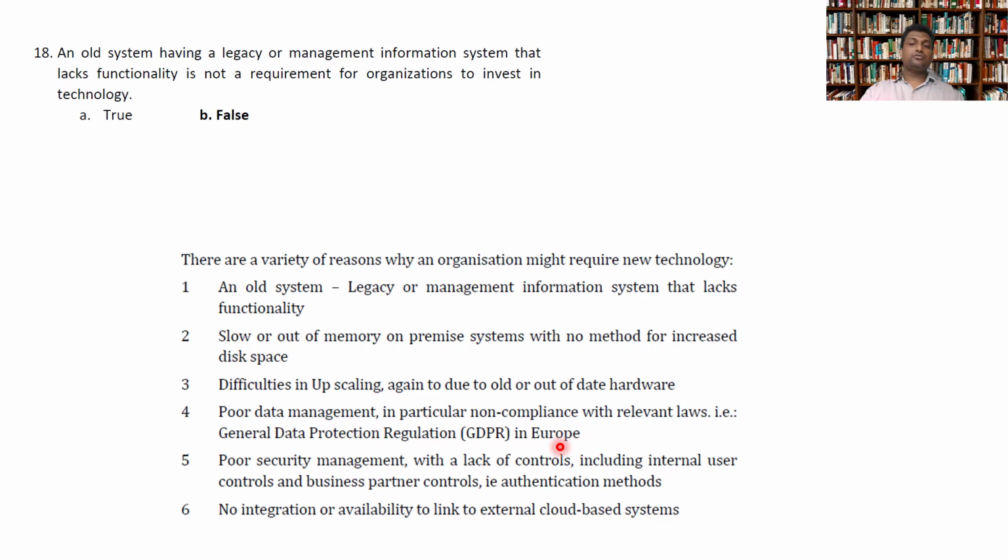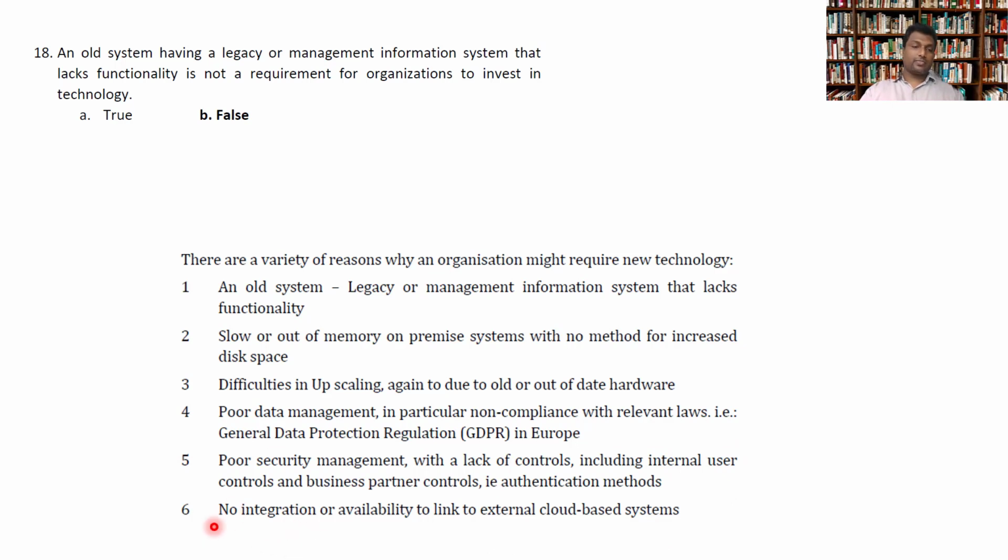If certain rules and regulations are in place, but your old system does not support them. And number 5, poor security management. If enough security cannot be managed, if the new security parameters cannot be integrated, then you have to go for a new system, because security also is a priority, right?